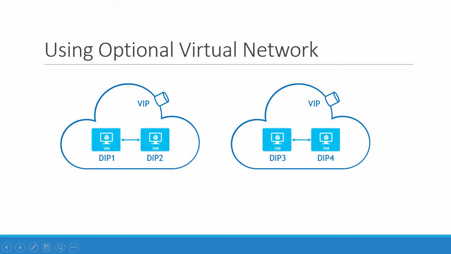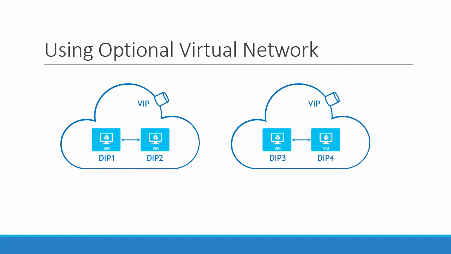Now, optionally, I could use a virtual network. Imagine right now I have two different cloud services with their own virtual IPs and various virtual machines running inside them. They wouldn't be able to communicate. There'd be no name resolution between cloud services. Now, for VMs within a cloud service, Azure offers its own automatic DNS, so it enables name resolution between VMs in the same cloud service. But if I have two different cloud services, there's no communication between them. There's no name resolution between them. The only way they could communicate would be via those virtual IP addresses over the internet.